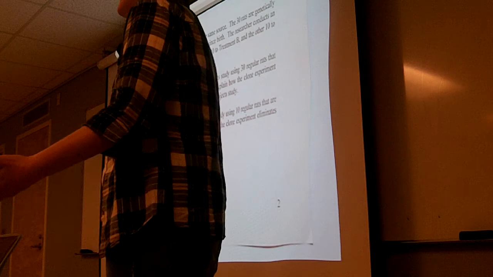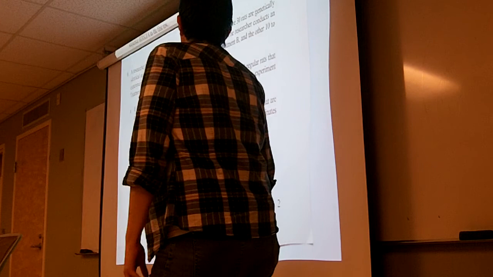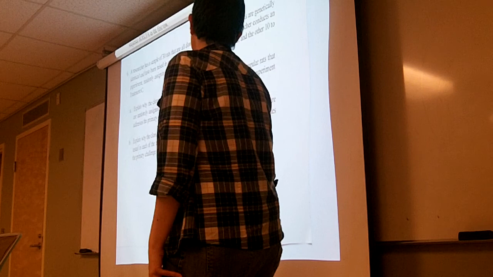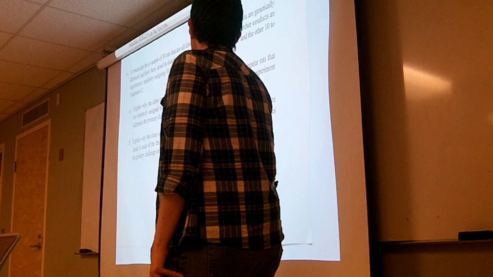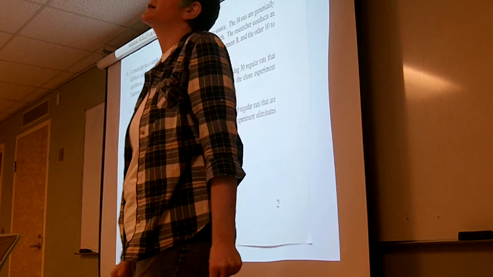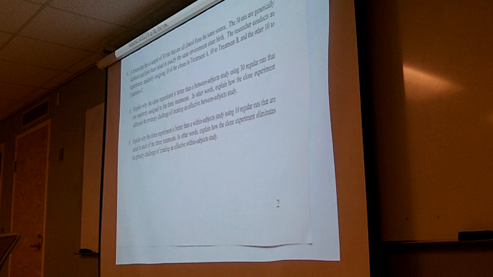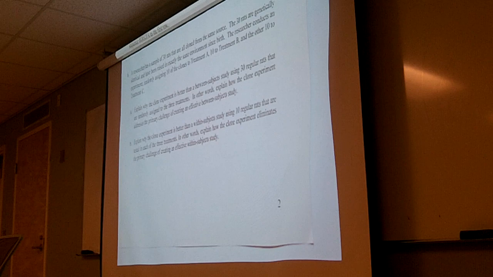So, all right. Next one says, explain why the clone experiment is better than a within-subject study using 10 regular rats that are tested in each of the 3 treatments. In other words, explain how the clone experiment eliminates the primary challenge of creating an effective within-subject study. What's the primary challenge of a within-subject study? Managing sequence effects. That's right. We have to worry about sequence effects. Because in a within-subject study, every subject is experiencing every condition. And you have to worry about sequence effects. Things like carryover effects and learning and practice and all that other stuff. Because that can mess up your data.